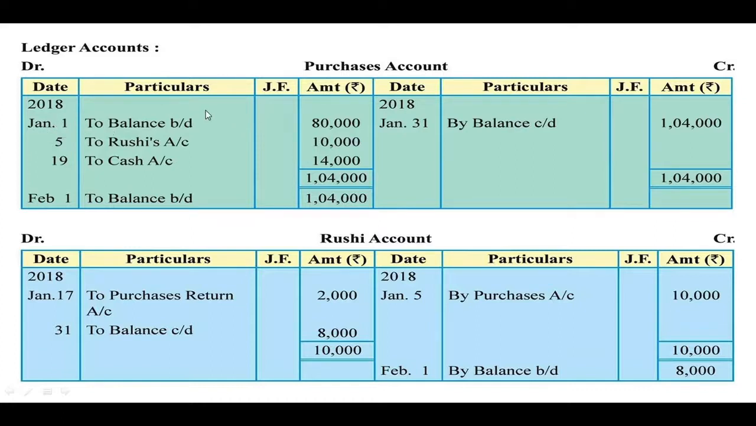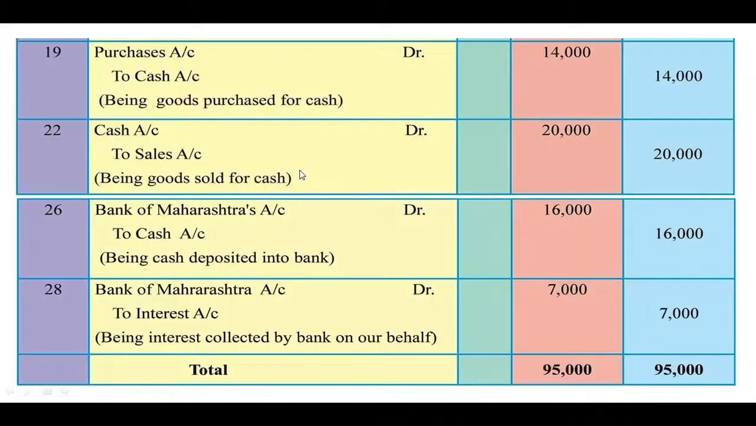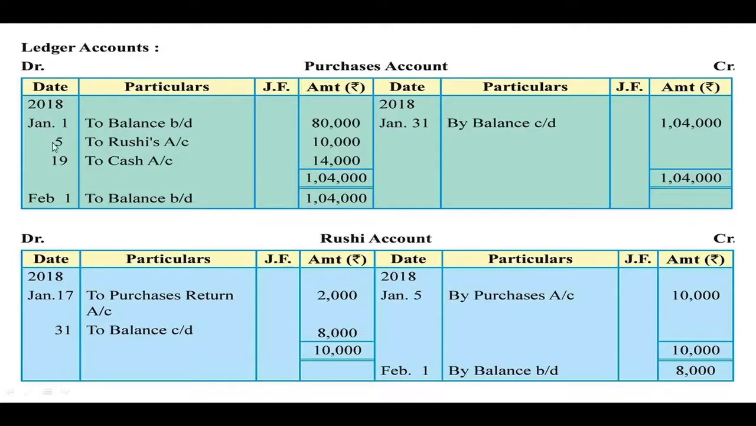Now we will see all the entries related to purchases. So we will go through the journal entry. Here you can see that the purchases account is debited, while the opposite account is Rushi's account, and that account is credited. When the opposite account is credited, the entry will be recorded on the debit side of the purchases account. So here 5th January to Rushi's account 10,000 is recorded on the debit side.